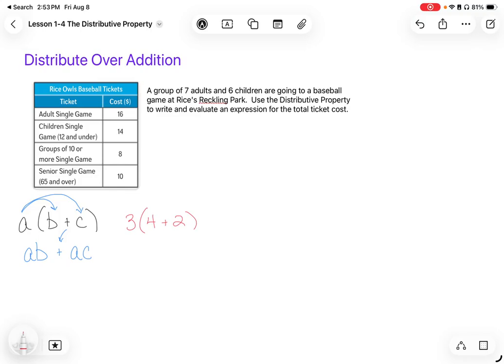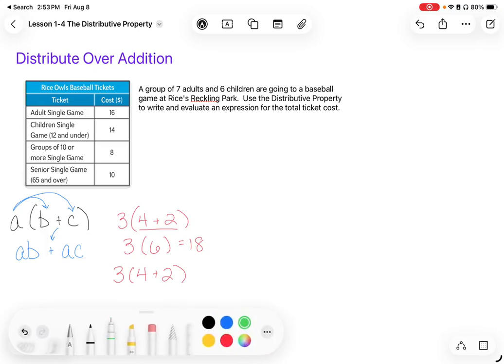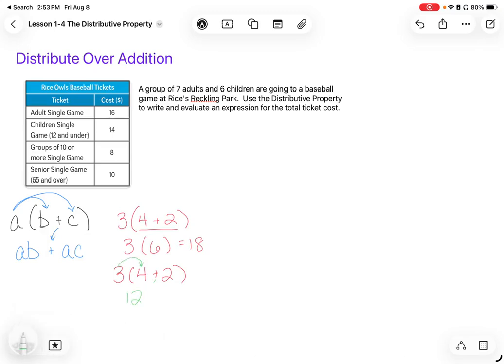If I did this without the distributive property, I would do what's in the parentheses first using order of operations. 4 plus 2 is 6, right? And I would have 3 times 6, which is 18. With the distributive property, I would do 3 times 4, which is 12, plus 3 times 2, which is 6. And hey, what do you know? 12 plus 6 is 18.